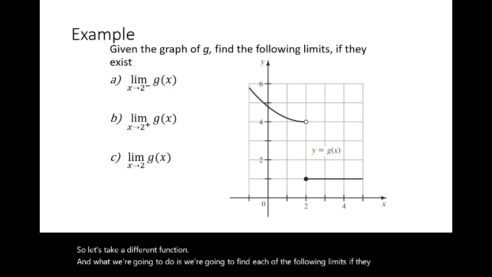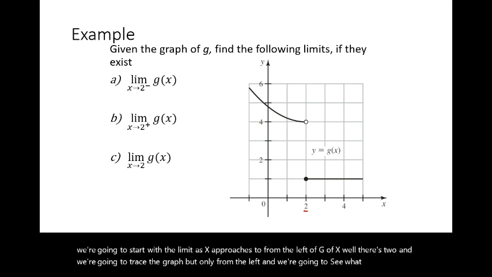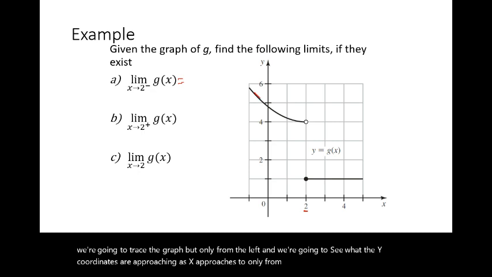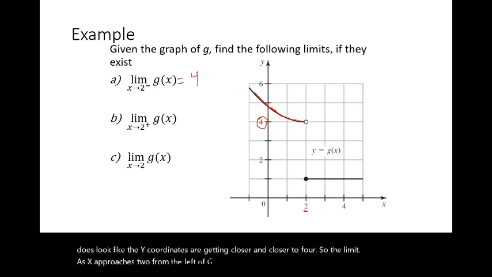So we're going to start with the limit as x approaches 2 from the left of g of x. Well, there's 2. And we're going to trace the graph, but only from the left, and we're going to see what the y-coordinates are approaching as x approaches 2 only from the left. So coming from the left, it does look like the y-coordinates are getting closer and closer to 4. So the limit as x approaches 2 from the left of g of x is equal to 4.